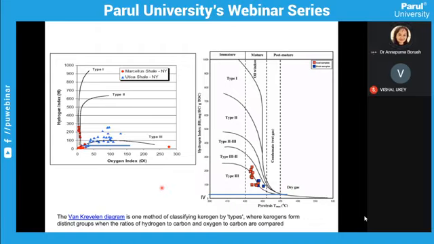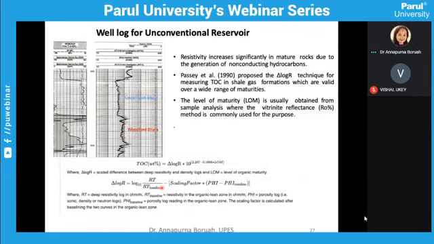Now you can evaluate the petrophysical parameters using well logs. So, well logs for unconventional reservoirs. As I think all of you know, there are different types of well logs like gamma, spontaneous potential, resistivity, density, neutron porosity, and all these logs have different applications. Generally, gamma is used to identify the lithology. Spontaneous potential is also used to identify the lithology. Actually, this is a very vast topic, so I'll try to give you a brief about all this.